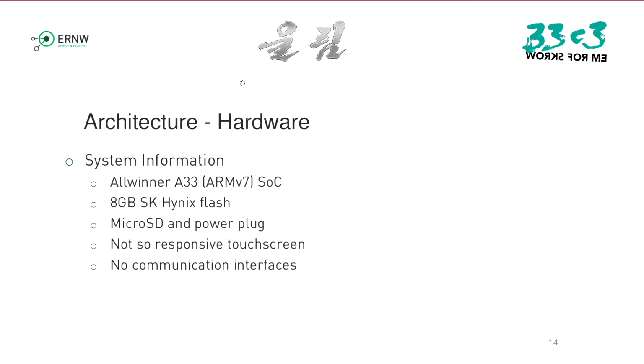Okay, if we go to the architecture itself, let's take a quick look at the hardware. It's an Allwinner A33 system on a chip. It comes with 8 GB of flash, and it has a micro SD port and a power plug to charge the tablet. It has a not so responsive touch screen, to be honest, so if I do the live demo, I will probably tap on the wrong things, and sometimes it works, sometimes it won't. So it's a bit random, so bear with me if it takes a while to open some of the applications. And if you just get the tablet by itself, there are no communication ports at all.